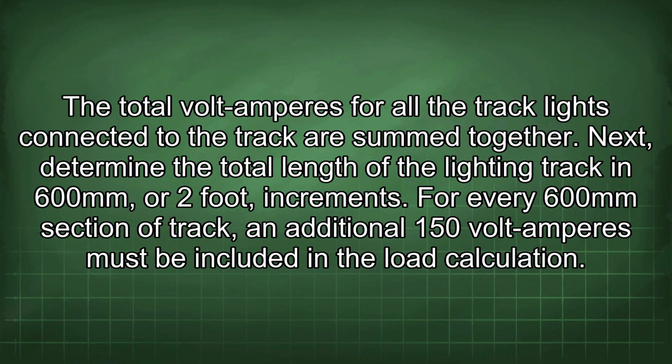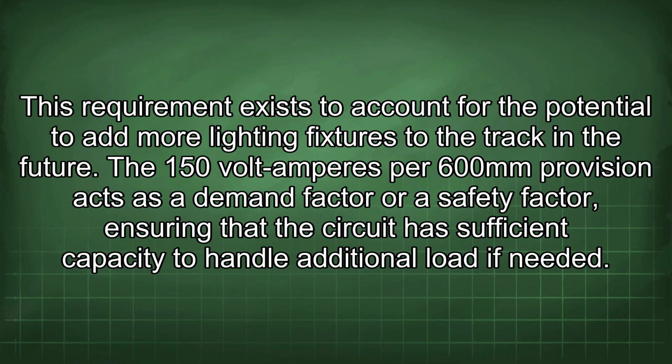Next, determine the total length of the lighting track in 600 mm or 2-foot increments. For every 600 mm section of track, an additional 150 volt-amperes must be included in the load calculation. This requirement exists to account for the potential to add more lighting fixtures to the track in the future. The 150 volt-amperes per 600 mm provision acts as a demand factor or a safety factor, ensuring that the circuit has sufficient capacity to handle additional load if needed.